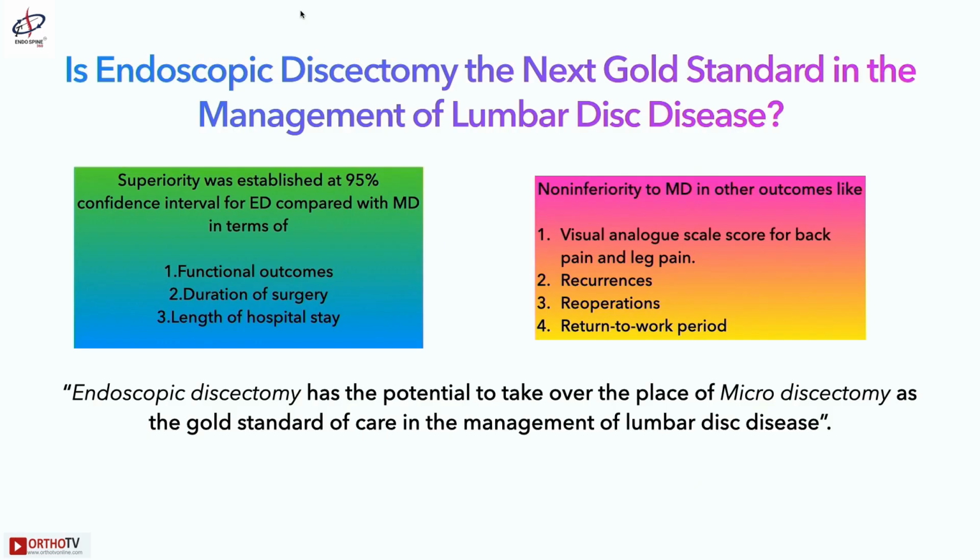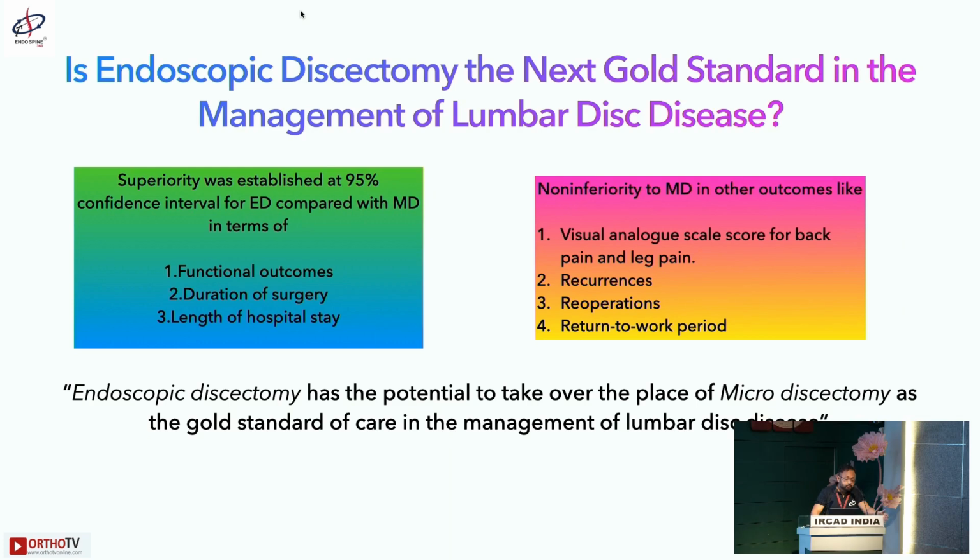The non-inferiority in the final outcomes after 6 months or 9 months follow-up is that the VAS score is similar. And the recurrence rate is always similar, because recurrence is more not an iatrogenic cause. It mostly depends on the degenerative cause of the patient. The reoperation rate was similar.